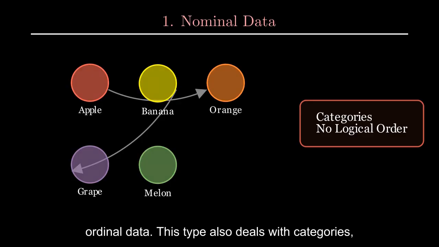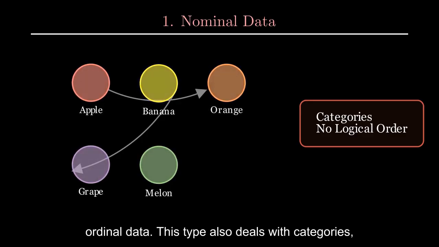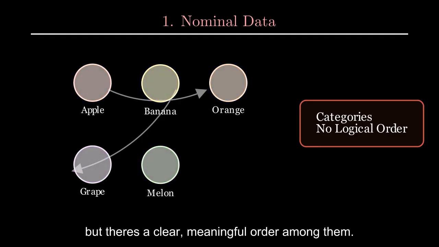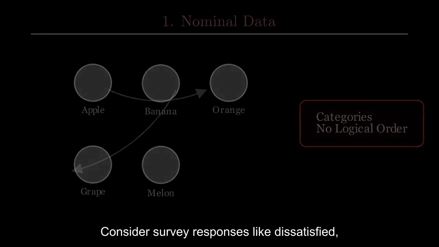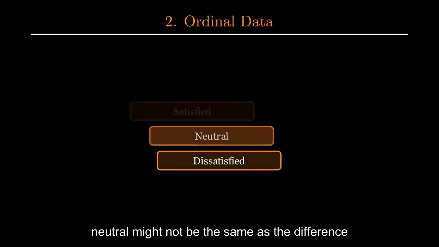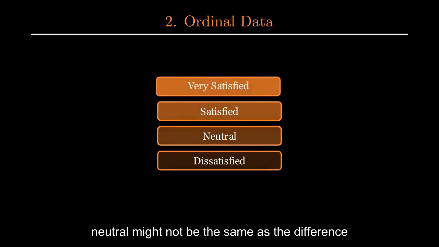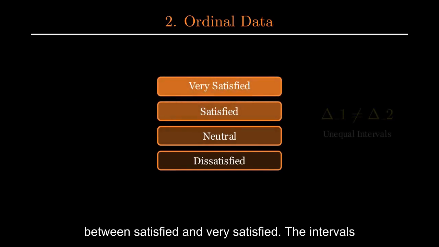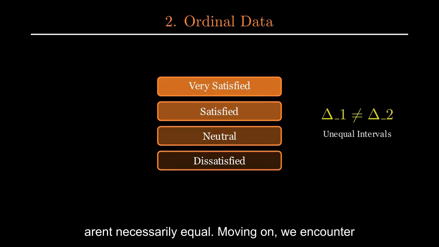Next, we have ordinal data. This type also deals with categories, but there's a clear, meaningful order among them. Consider survey responses like dissatisfied, neutral, satisfied, or very satisfied. While there's an order, the difference between dissatisfied and neutral might not be the same as the difference between satisfied and very satisfied. The intervals aren't necessarily equal.